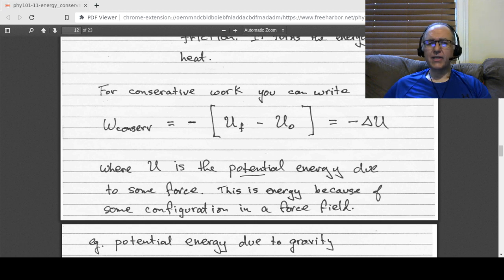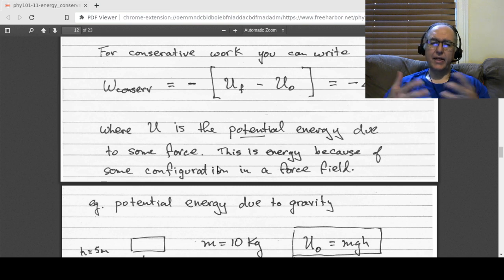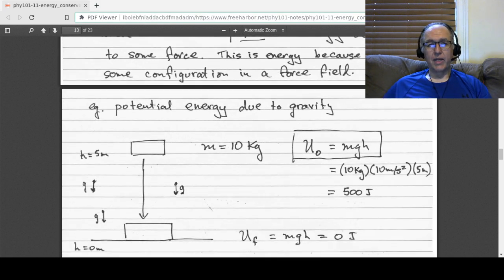Okay, so what is this potential energy? Like, how do I think about it? I mean, all I did was just make this statement, and it's not at all very clear what it is. And so the idea behind a potential energy is that it's energy which is in the object because of some configuration, because of some kind of situation in which that object finds itself. And so again, the easiest way to really show you what potential energy is, is with an example, and this is the potential energy due to gravity.